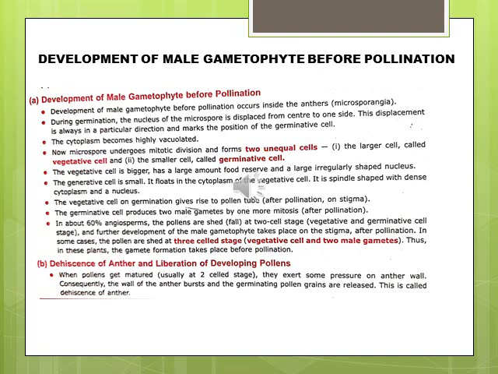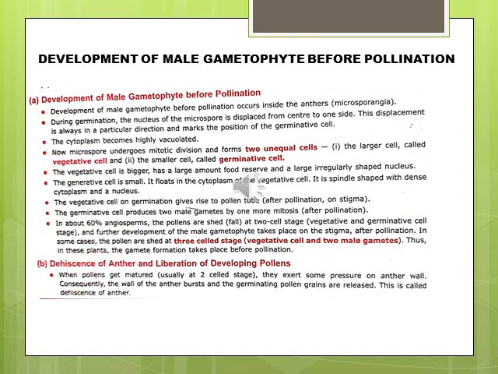Now during germination, what happens? The haploid nucleus of microspore or pollen grain gets displaced from the center to one side, and then this haploid nucleus will undergo mitotic division. Why mitotic division? Because it is already a haploid structure, and by undergoing mitosis it will form two unequal cells. The larger cell is the vegetative cell and the smaller cell is the germinative cell. Now this is the two cell stage.